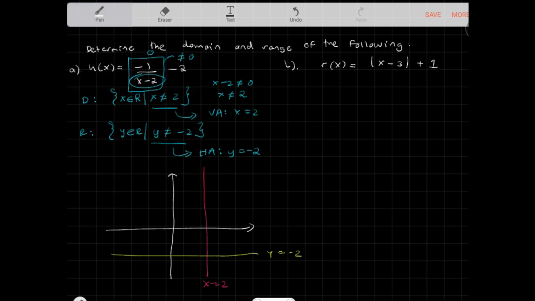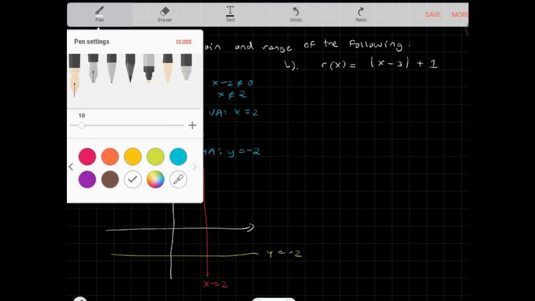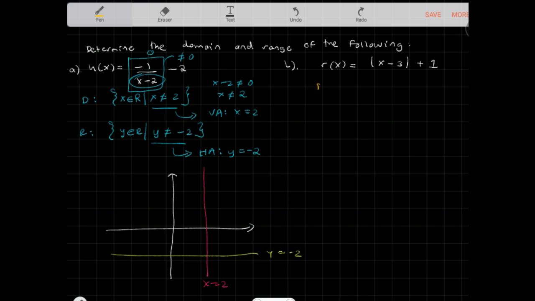In the next question, r of x is equal to the absolute value of x minus 3, plus 1, right? For the absolute value function, the domain, I'm just going to change colors here, the domain for an absolute value function is going to be x belongs to all real numbers. There is no restriction on the domain, but there is a restriction on the range. And this actually kind of mimics the quadratic form a(x minus h) squared plus k, right?